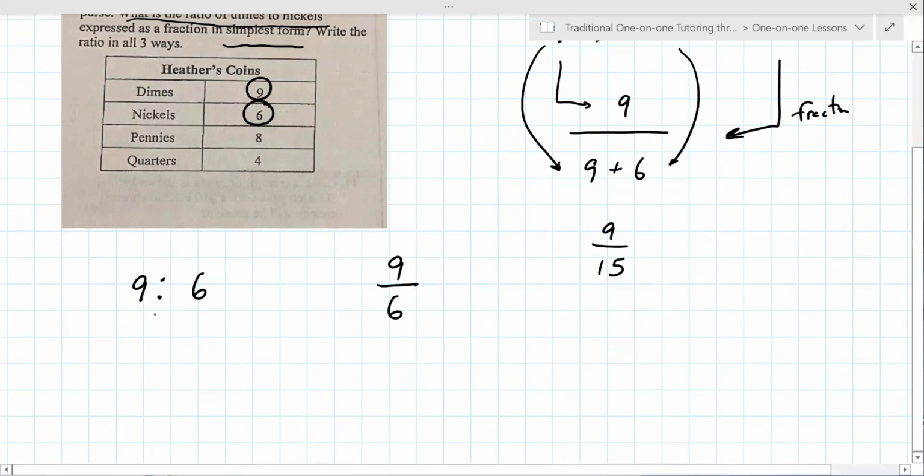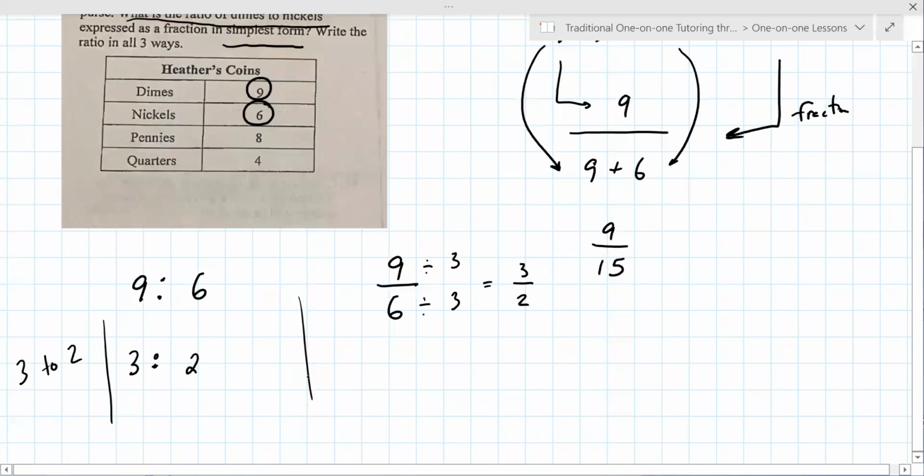So for the 9 and the 6, is there a number that goes into both? 3, yeah. So you can divide both of these numbers by 3. So it's 3 to 2. And similarly, you can divide the fraction by 3. 3/2, like that. So then do I write 3 to 2 and then? I guess I don't know what the third form is. It's just 3/2, I think.